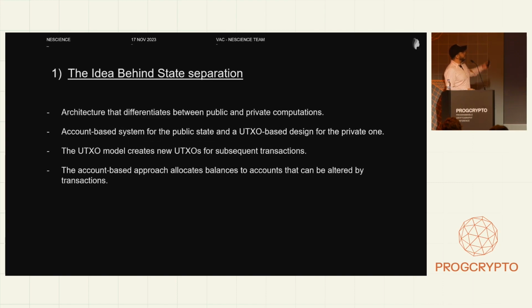The idea behind state separation is to design a unique architecture that can differentiate between public and private computations. We will have an account-based model for public state and the UTXO model for private states. The UTXO model creates new UTXOs for subsequent transactions, and the account-based model allocates balances to accounts that can be altered by transactions.